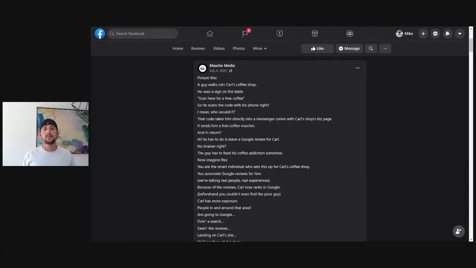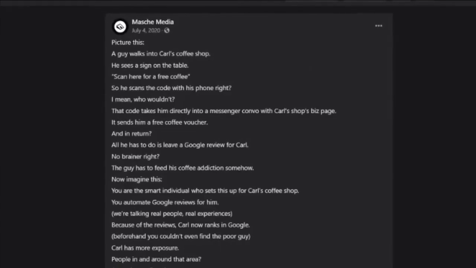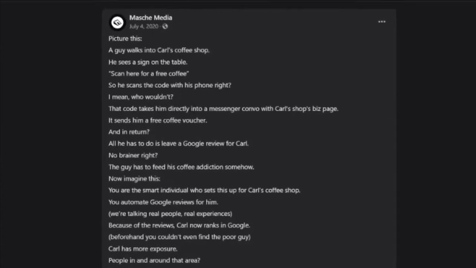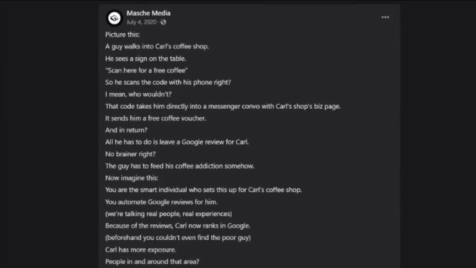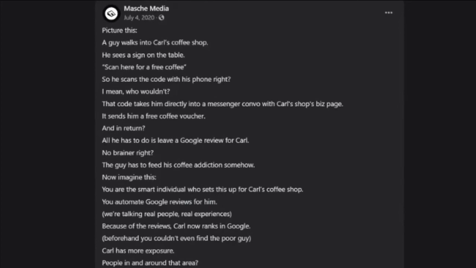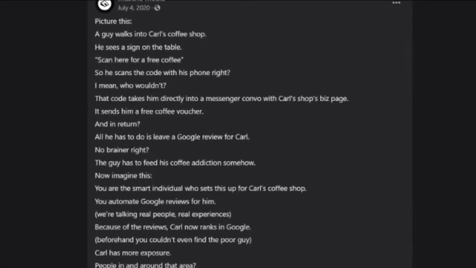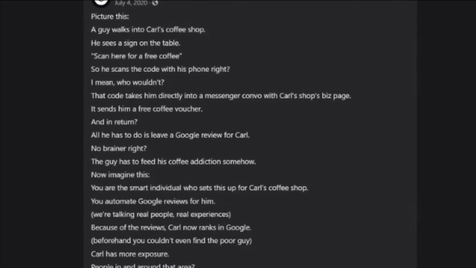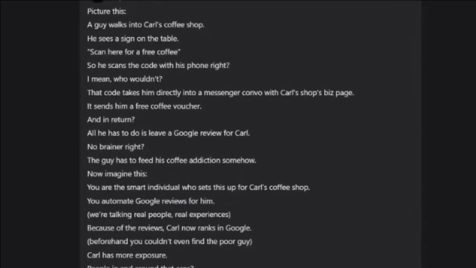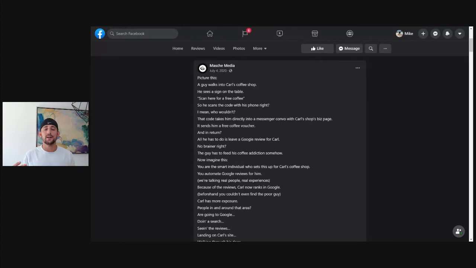All right, so this ad starts off, picture this. So that in itself right there is an open loop, right? Just that one line, picture this. And it leads you into these next few lines. A guy walks into Carl's coffee shop. He sees a sign on the table. Scan here for free coffee, right? So in this ad, they're just starting this story. They just kicked off this story and they said, picture this. So now you're visualizing it.